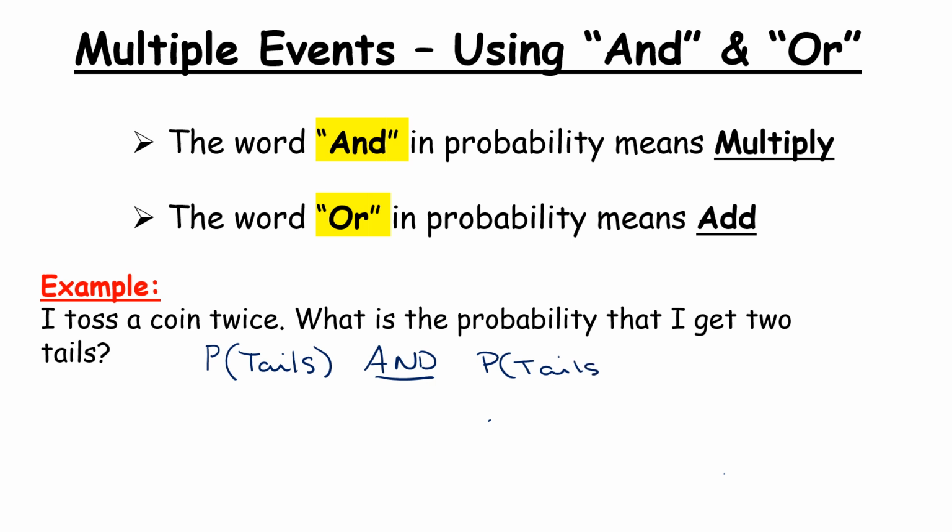So if we think about, well, what's the probability of getting tails when I toss a coin? That's 1 in 2. And means multiply, and again 1 in 2. Multiplying fractions, we multiply across the top. 1 by 1 is 1, and across the bottom 2 by 2, which gives me 4. So that's a 1 in 4 chance of getting 2 tails.